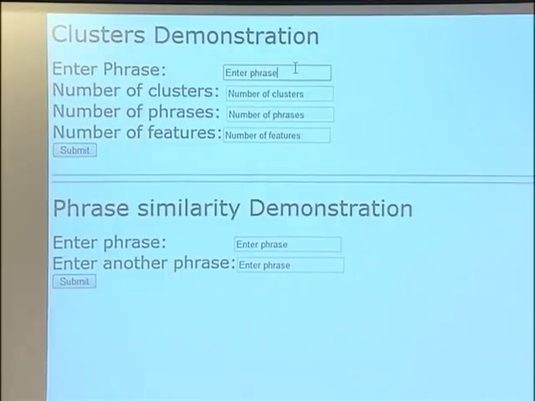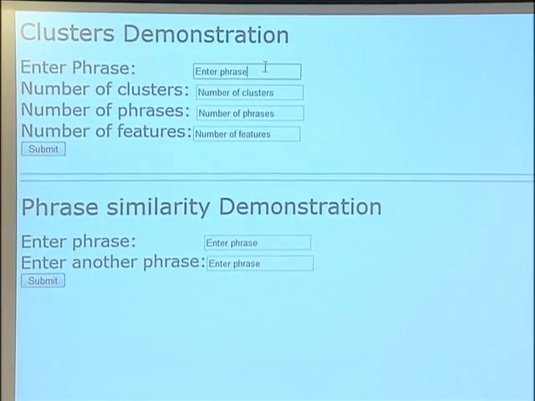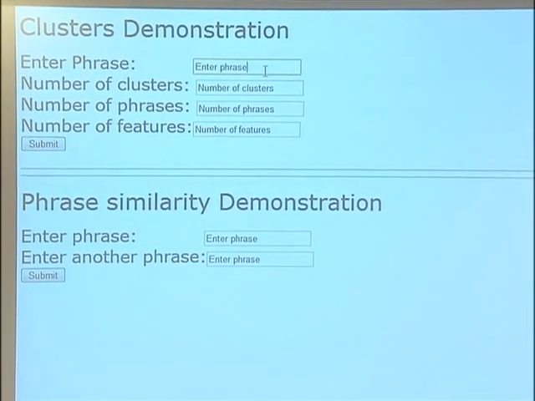So what you can do in the first demo, the clusters demonstration, is enter a phrase, and it will search through the clusters for the top ones that phrase belongs to. That is, the clusters where the similarity between the phrase and the cluster centroid is the highest. For example, if we want to look for degree in computer science.